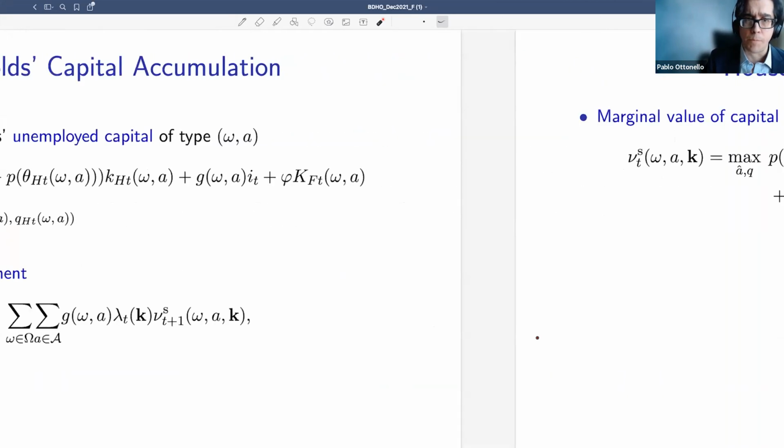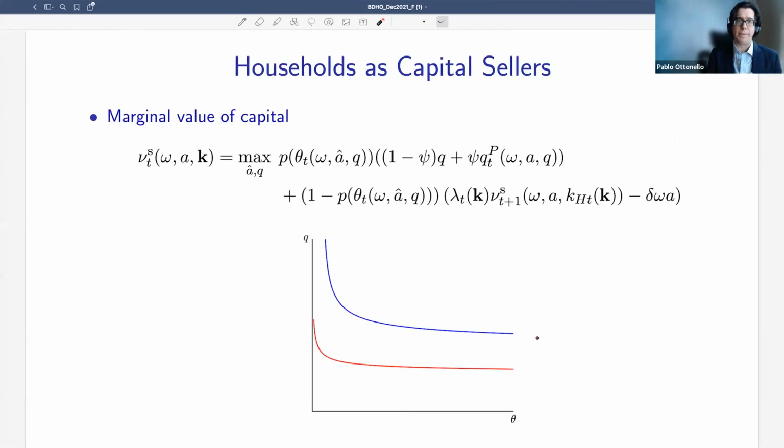Perfect. Okay, so what is the marginal value of capital for households? Households act here as sellers. So the value of capital of a given type, given that they don't have access to a technology, is the flow of expected revenue that they obtain from selling this unit of capital plus an expected continuation value, if they don't get to sell the unit, which happens with probability 1 minus P.